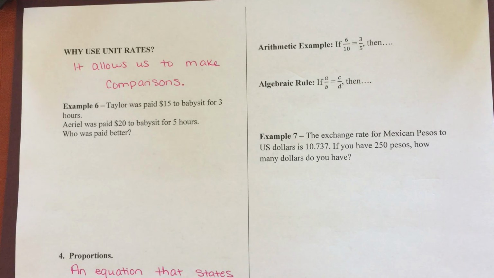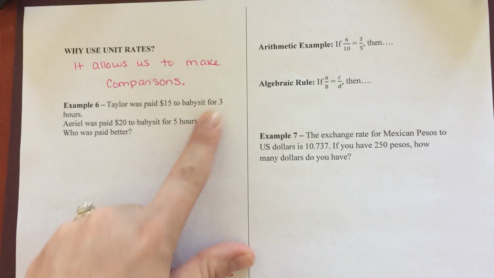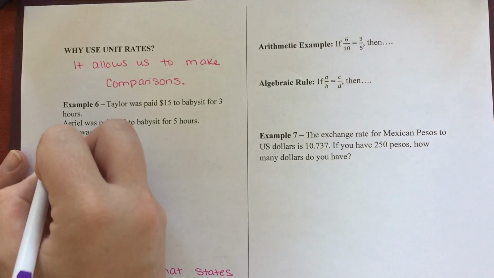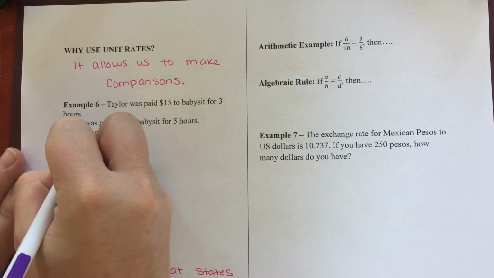One example of a rate that's not a speed is example 6, where if we say Taylor was paid $15 to babysit for just 3 hours, Ariel's paid $20 to babysit for 5 hours. We're talking 2 different amounts, but it's also over 2 different time periods. So we want to find the rate. We want to find how much each of them get paid per hour. So let's start with Taylor.